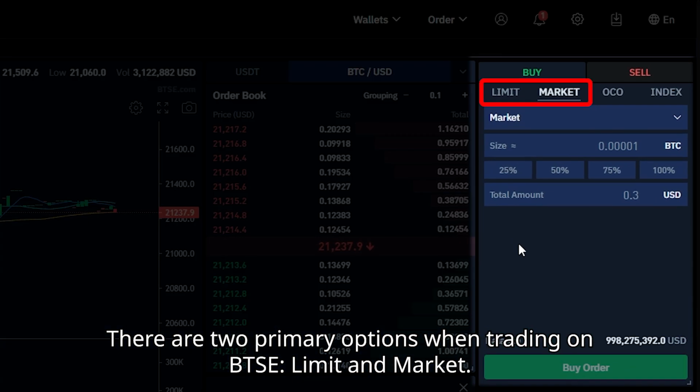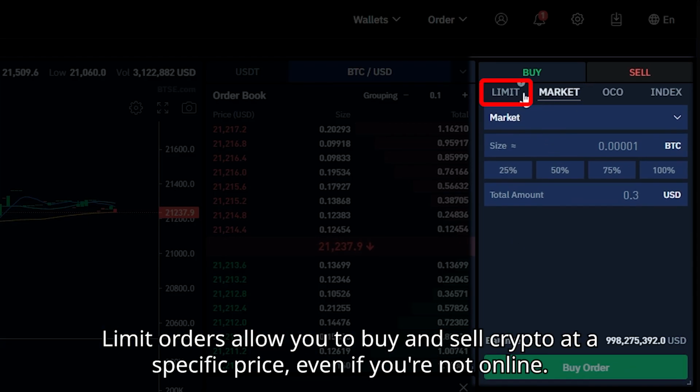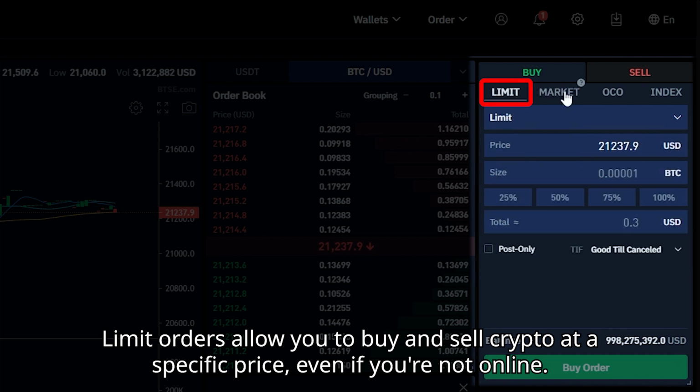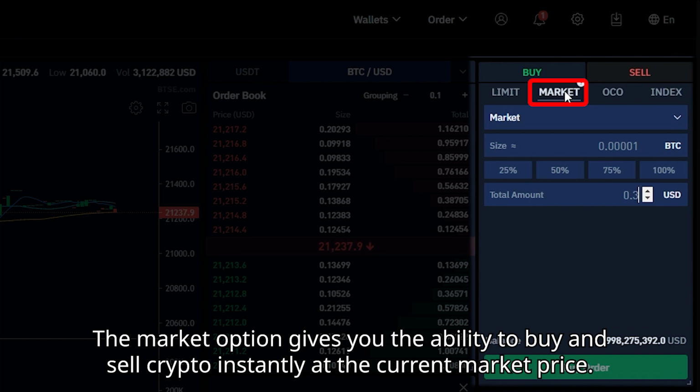There are two primary options when trading on BTSE: limit and market. Limit orders allow you to buy and sell crypto at a specific price, even if you're not online. The market option gives you the ability to buy and sell crypto instantly at the current market price.